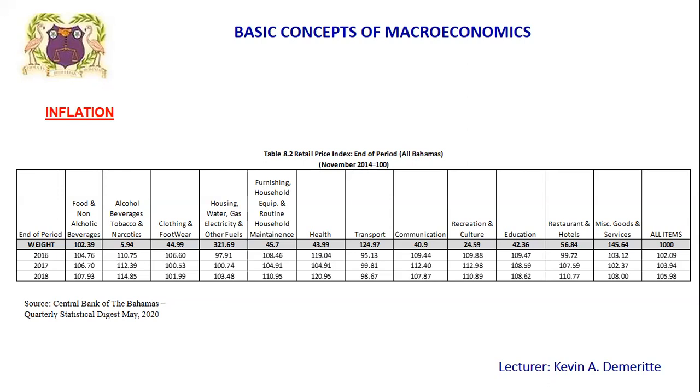So when we're talking about a weighted index, we're saying each category carries its own weight, its own power in terms of how important it is to the economy. And within each category, each item carries a weight depending on how important it is to that category. Questions?